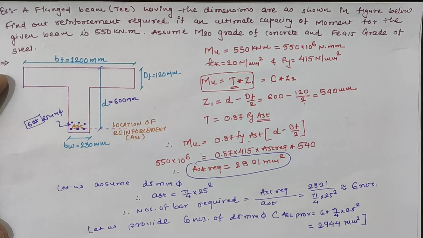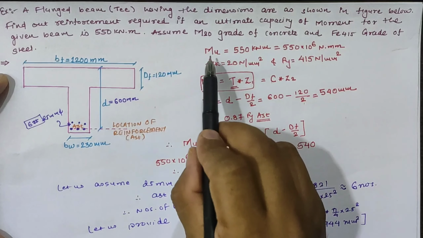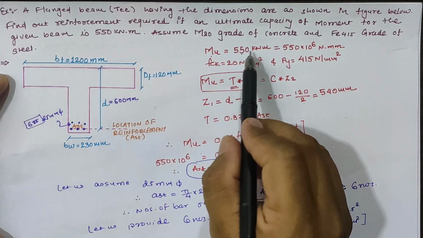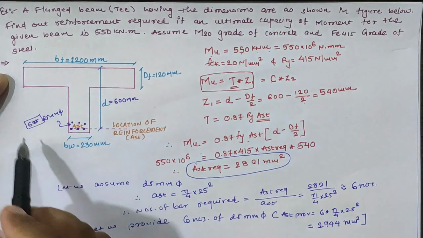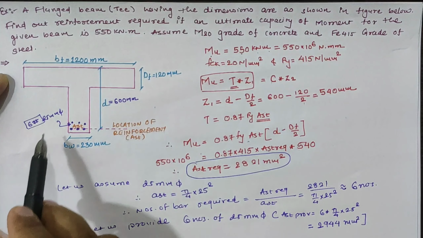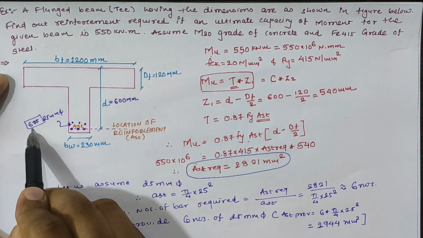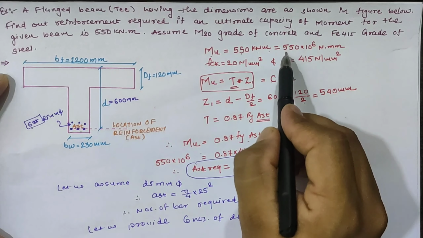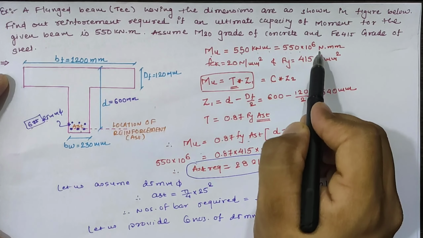So if the ultimate moment of resistance is given as 550 kilonewton meter for the given T beam with dimensions as shown in the figure, we have to provide 6 numbers of 25 mm diameter bars as Ast to resist 550 kN meter as a moment.